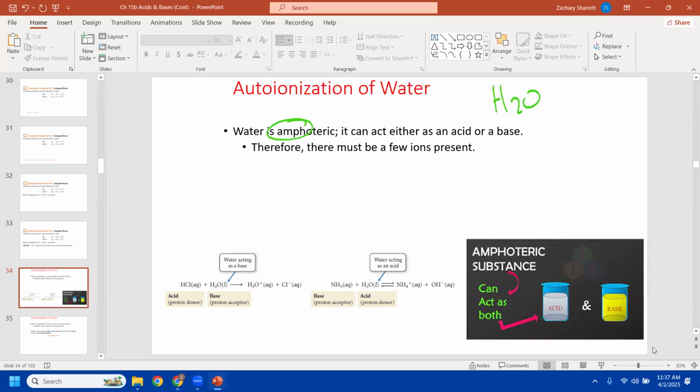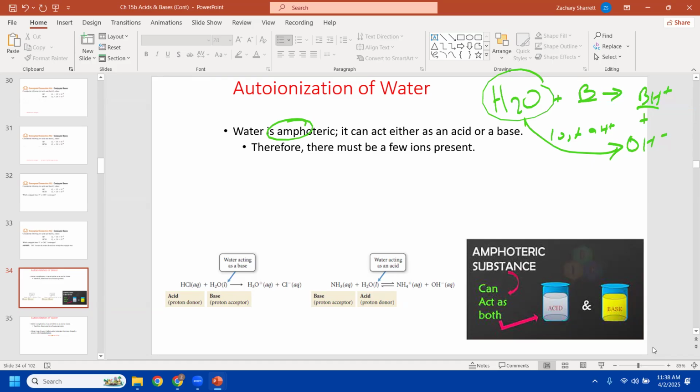So if I ask you to show water acting as an acid, what would you write? Water plus a base, let's just make a generic base, makes BH plus and OH minus. So this water becomes OH minus. It lost a proton. The base gained the proton, right? So in this case, water's acting as an acid.